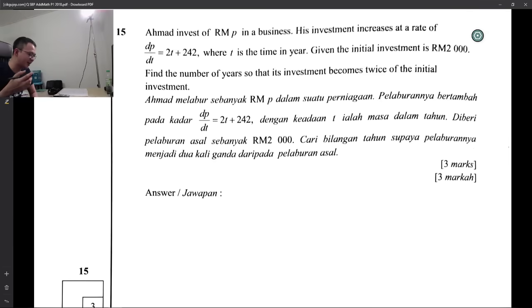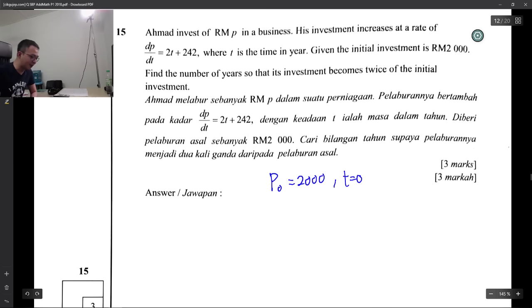Okay, Ahmad invests RM P in a business. His investment increased at the rate of dP/dt equals to 2t plus 242, where t is the time in years. It's given the initial investment is 2,000. Okay, so I will say P0 is 2,000 initially. That means when t equals 0. So find the number of years for the investment to become twice of the initial investment.